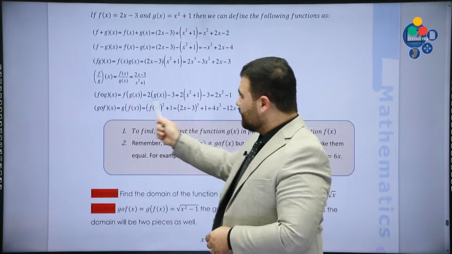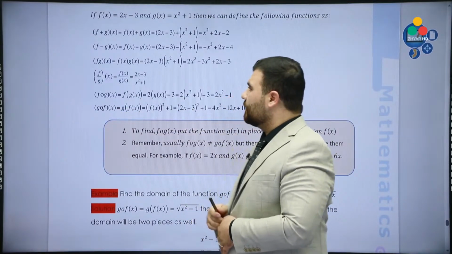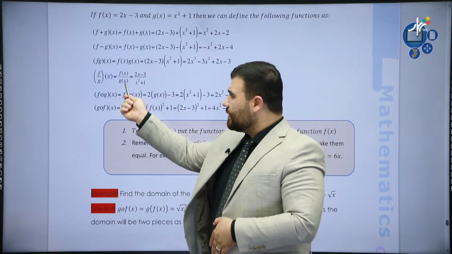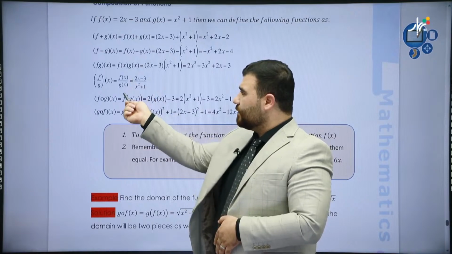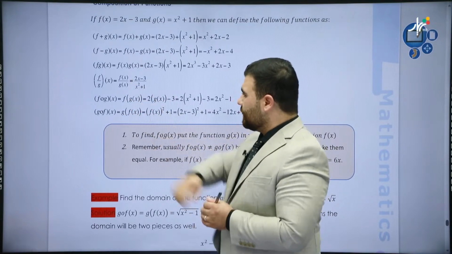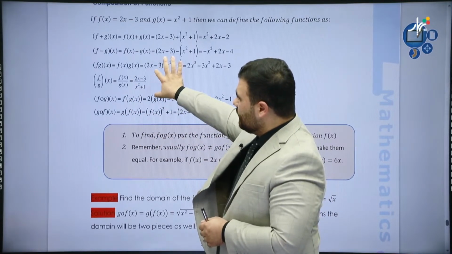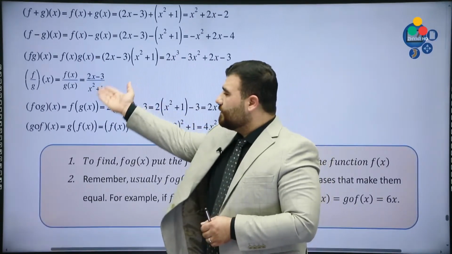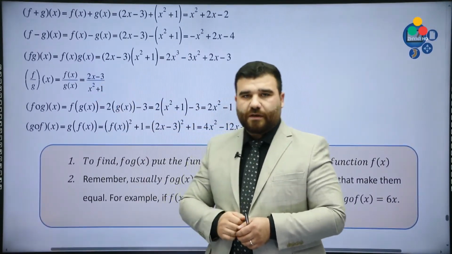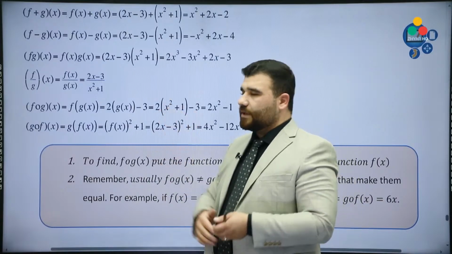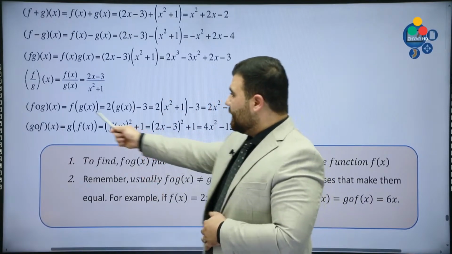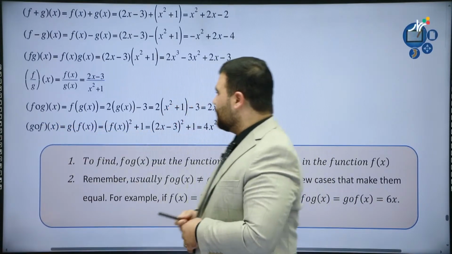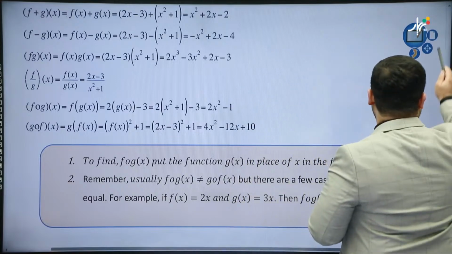Most importantly, f over g. The division, we just write them like this. f over g is (2x minus 3) over (x squared plus 1), as you see here. If there is simplification, we do simplify. If there is no simplification, we keep it like this. For f of g and g of f, let's do them.